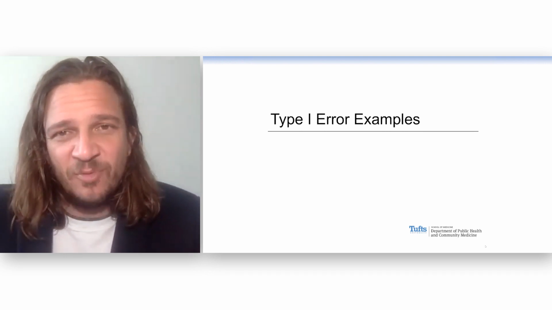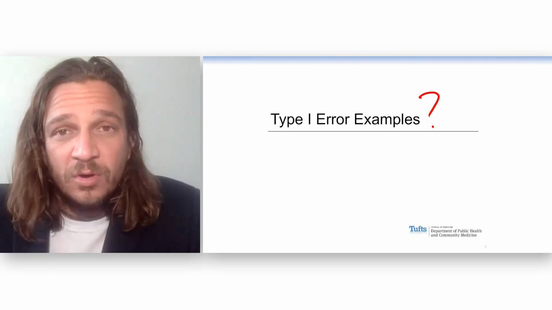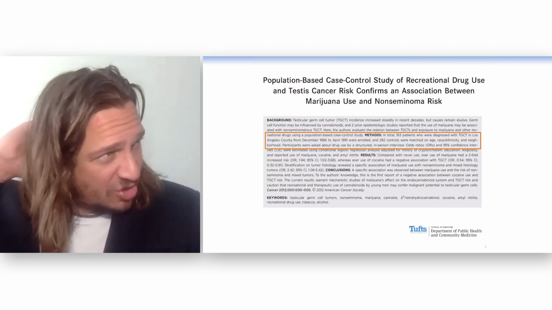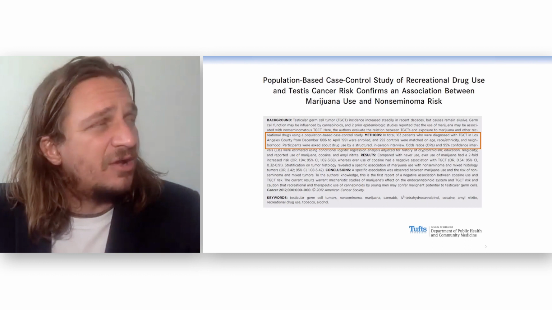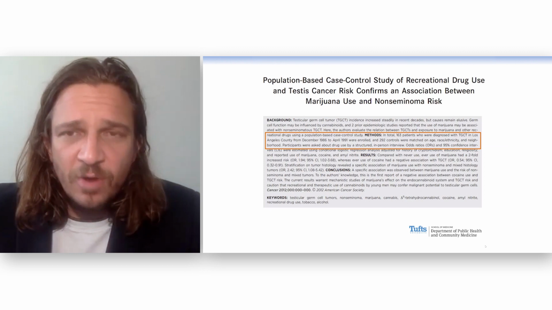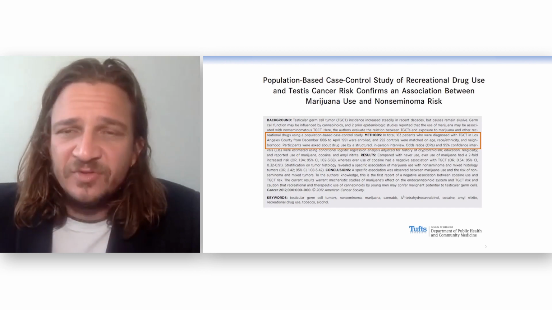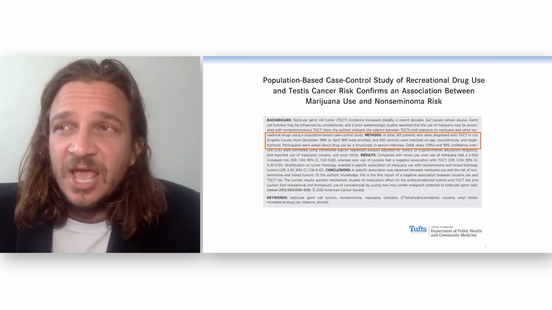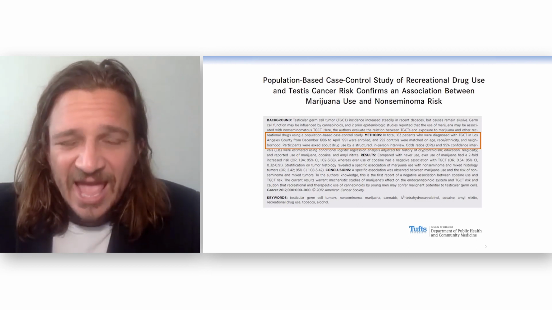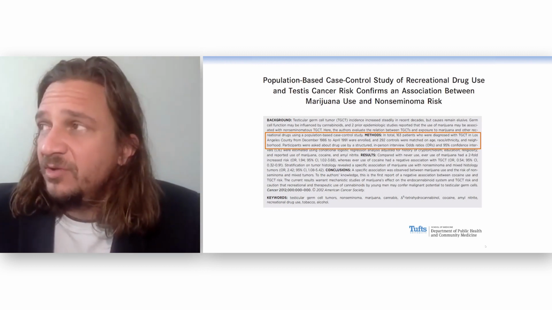So I'll show you some type 1 error examples, but I have to add on this slide, are they really type 1 errors? We don't know. A student brought me this study in an epidemiology course. We were looking at the different study designs, case control, cohort study, and so on. This was a case control study where people who had testicle cancer were asked about their recreational drug use. And those responses were compared to people who did not have testicle cancer, the controls. And then they looked to see if recreational drug use differed between the two groups.